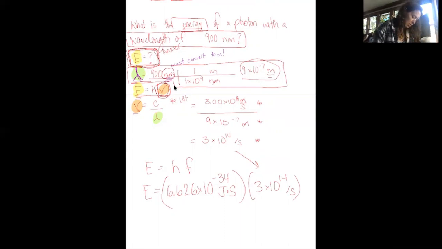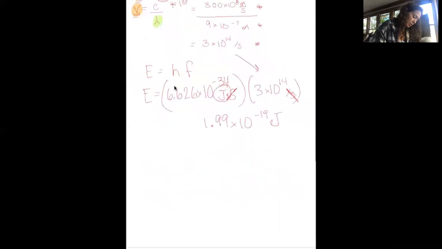Always ask, does it make sense? I look at my exponents and say, do they make sense? 1.99 times 10 to the negative 19th. The seconds and my per seconds cancel. I'm left with joules. And I should only have one sig fig. So I'm going to round this to 2 times 10 to the negative 19th joules.